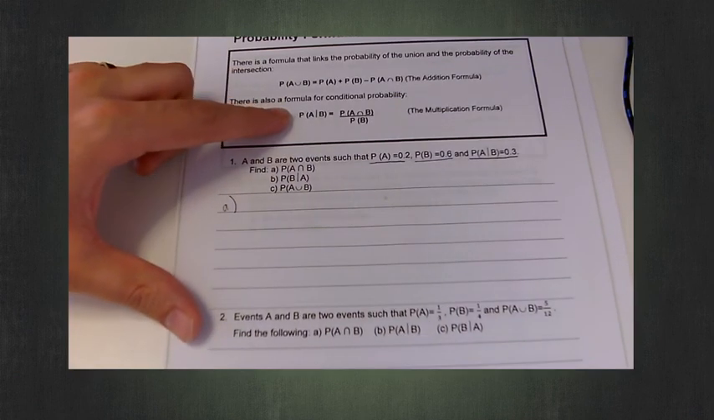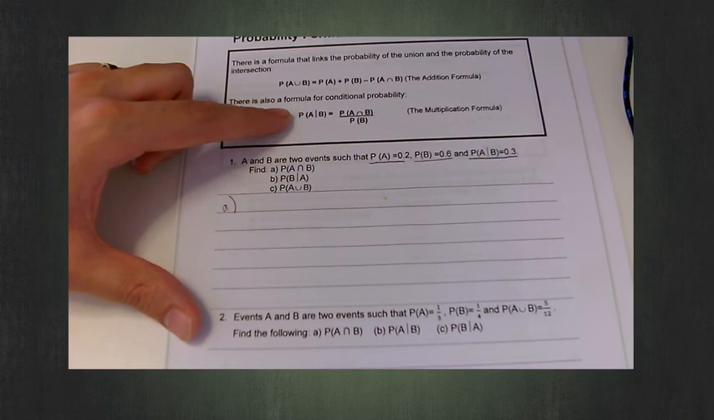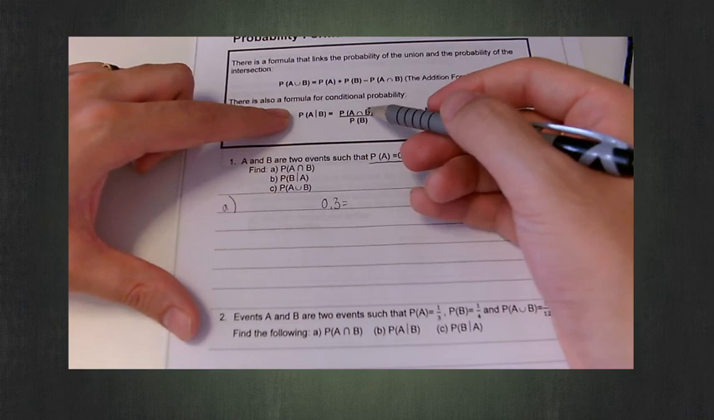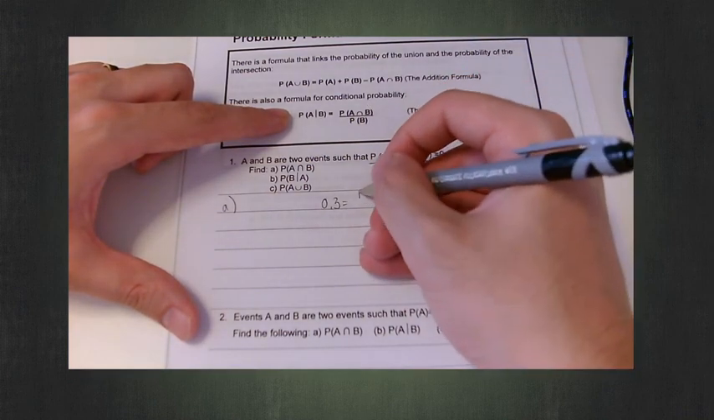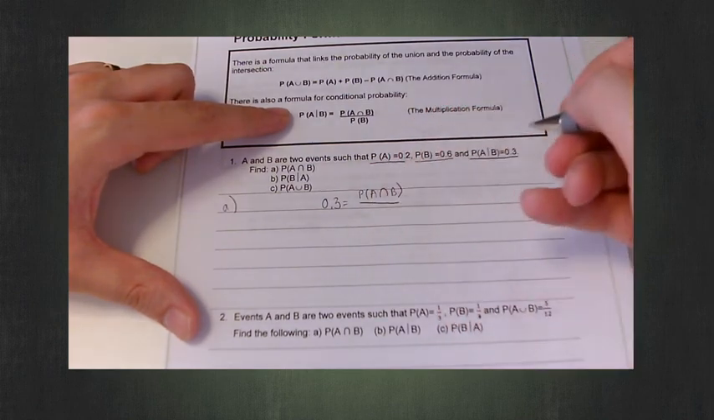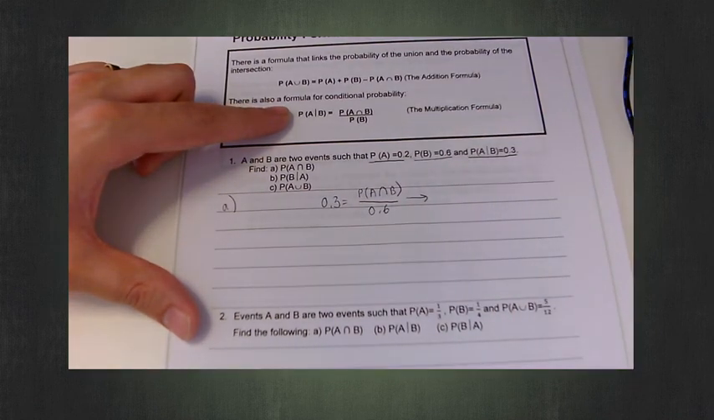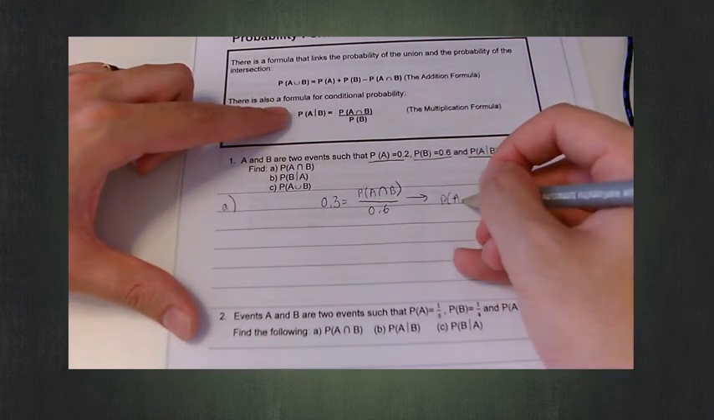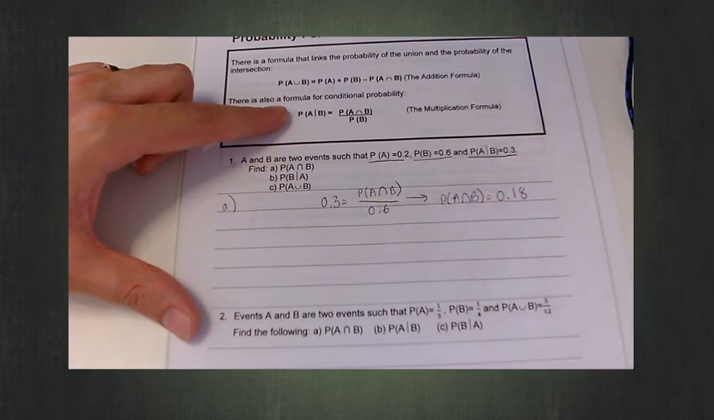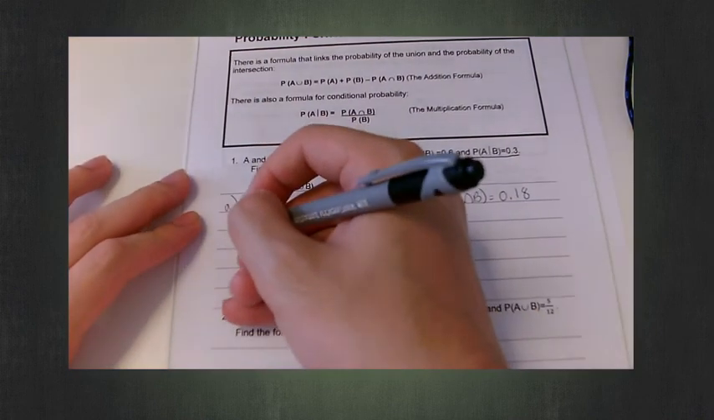So if I look at this formula, what values do I have? I've got probability A given B, which is 0.3. I know the intersection is what I want to find, and I know the probability of B, it's 0.6. So if you multiply through by 0.6, you get the probability of A and B to be 0.18. So that's part A done.